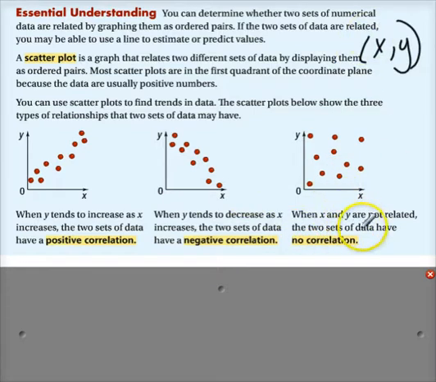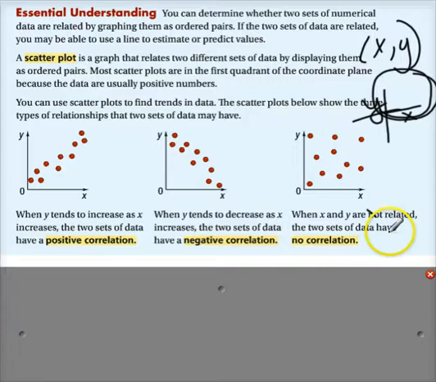Most scatter plots are in the first quadrant. So if we have a coordinate plane, they're usually in this first quadrant because our x's are positive and our y's are positive. You can use scatter plots to find trends in data.